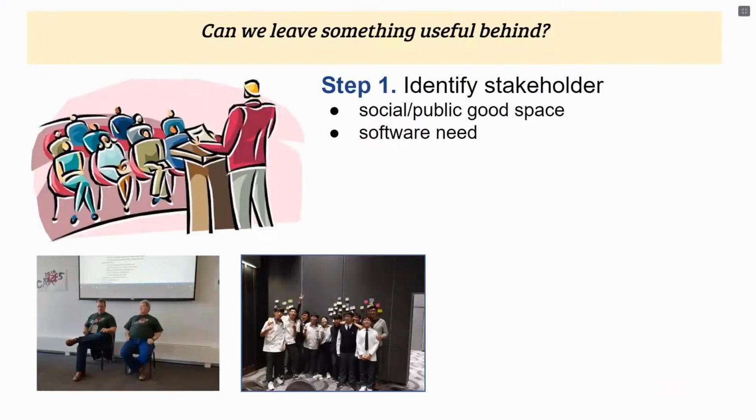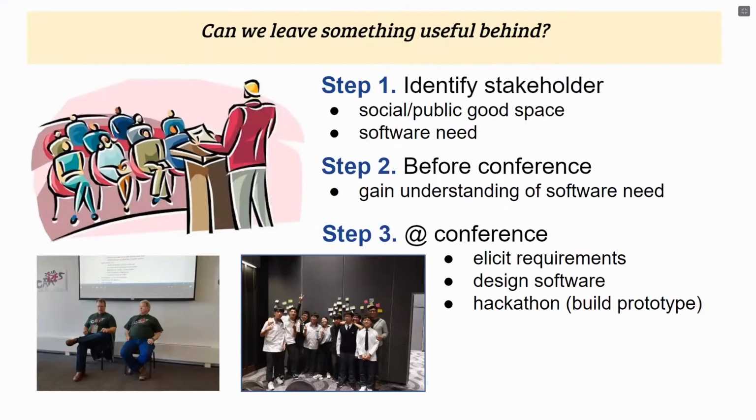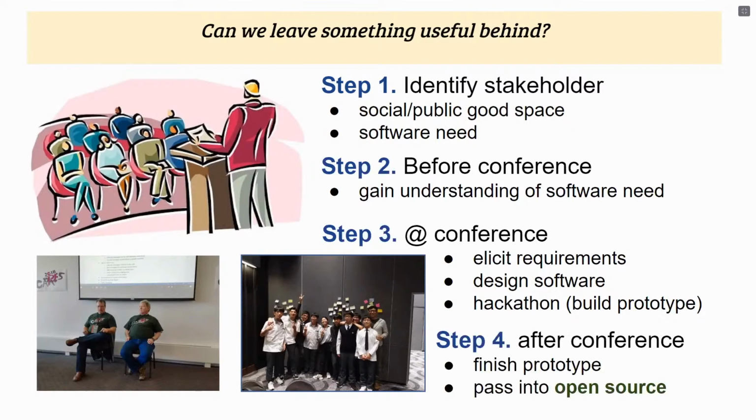The idea is simple. Identify a stakeholder in the locale of our conference who's having a positive societal impact and also has a software need. We work with them a little bit before the conference, and then at the conference, we have a full-up requirements elicitation, and then we work on design, and we have a full day hackathon where we prototype some important features. And then we move the product into open source so that others can continue its development.